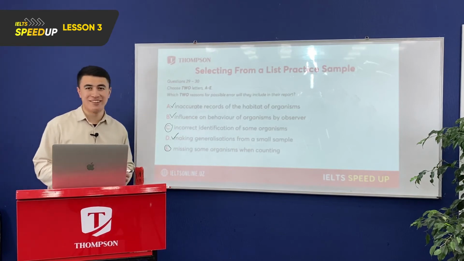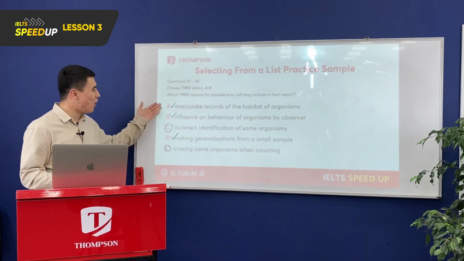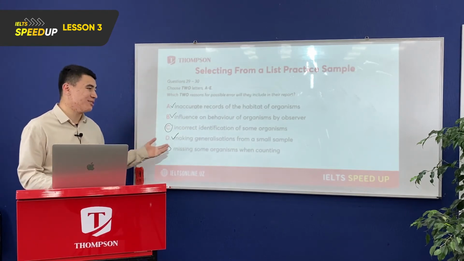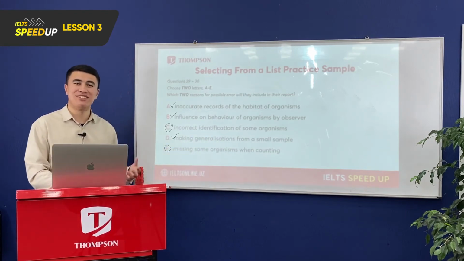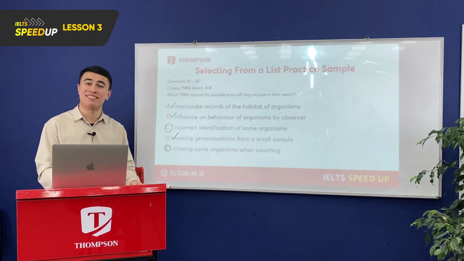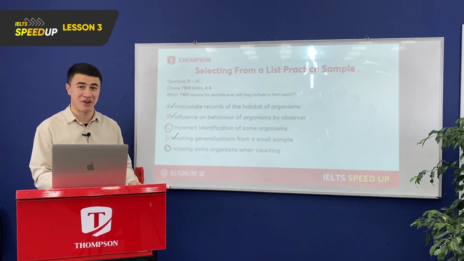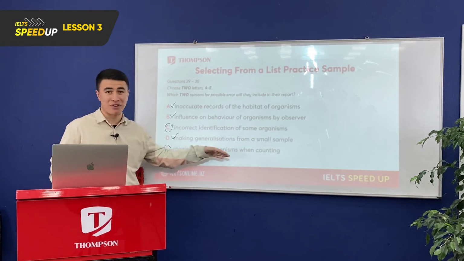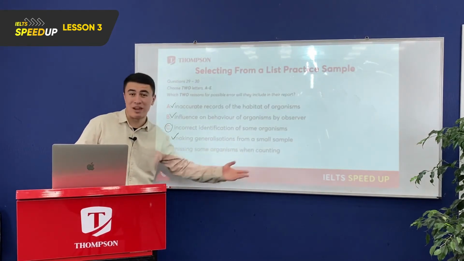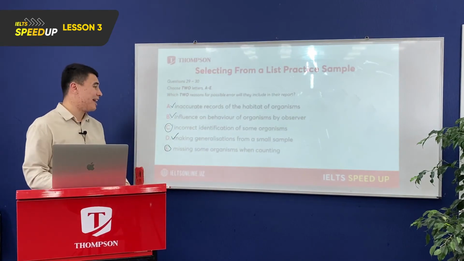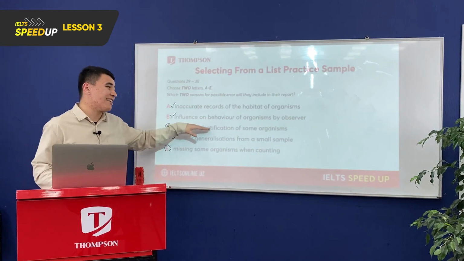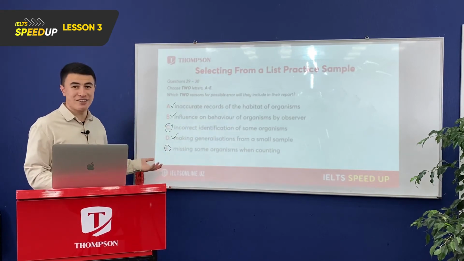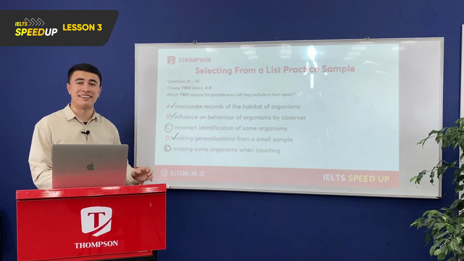Okay, so speakers mentioned all options as you thought, and when it came to generalizations, students mentioned that the size of their sample was okay, and they might have missed some organisms when they were counting them, and of course incorrect identification of some species. So answers are C and E.